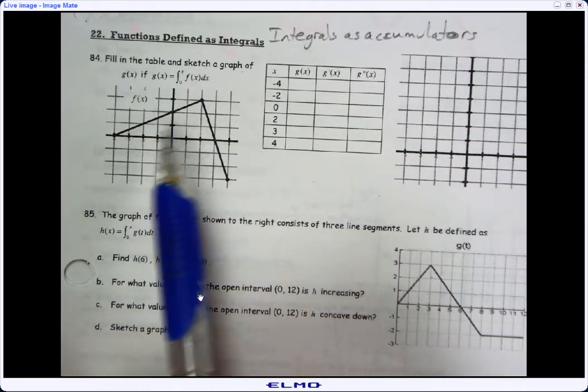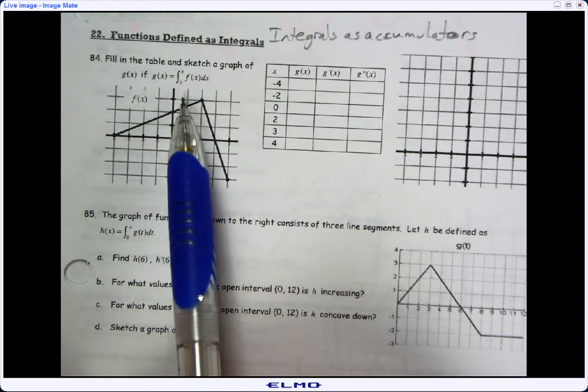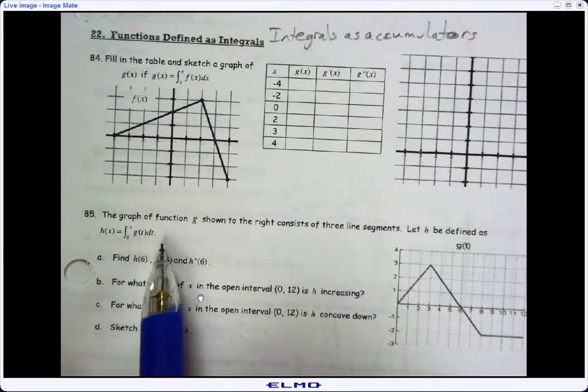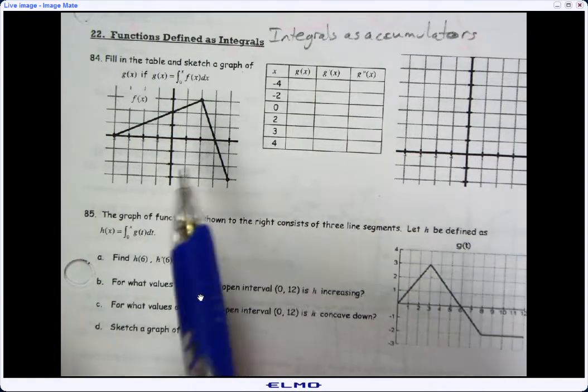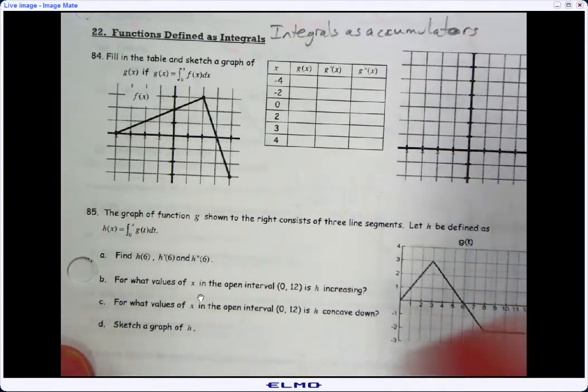The thing to know in the shortcut is that they're often going to give you the graph of the derivative, and you're going to integrate to see what happens.